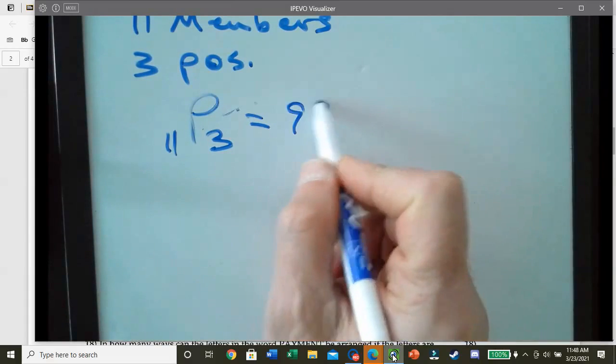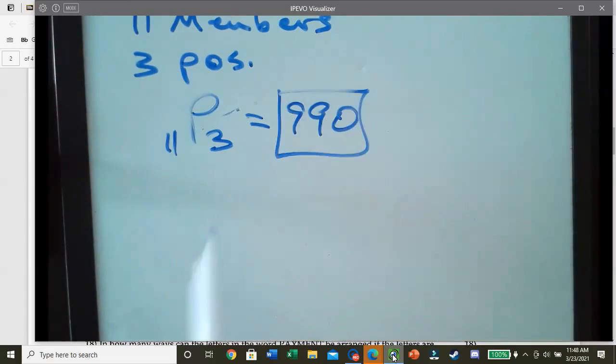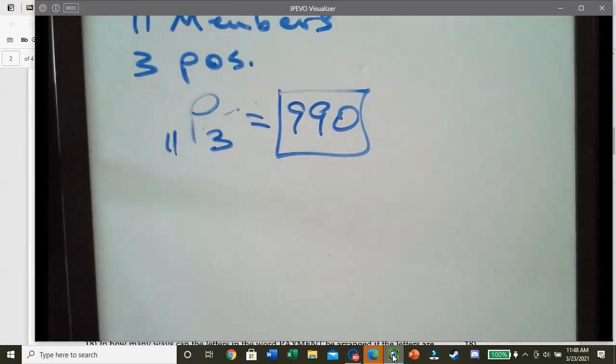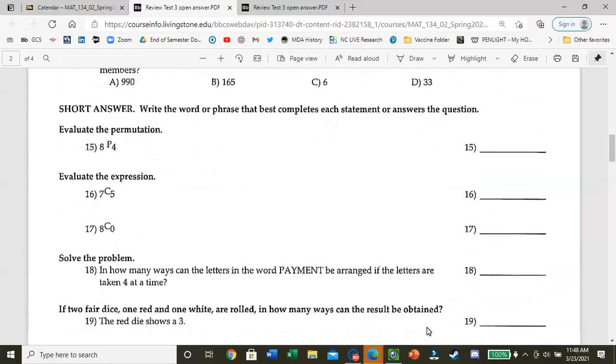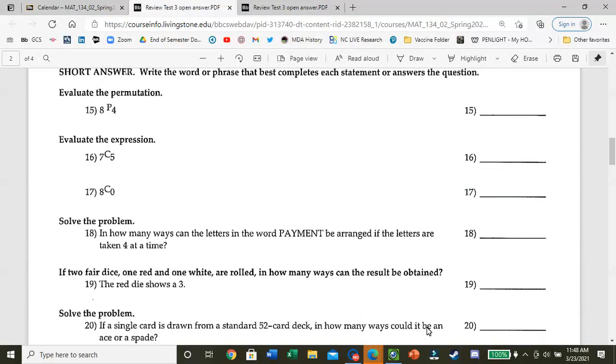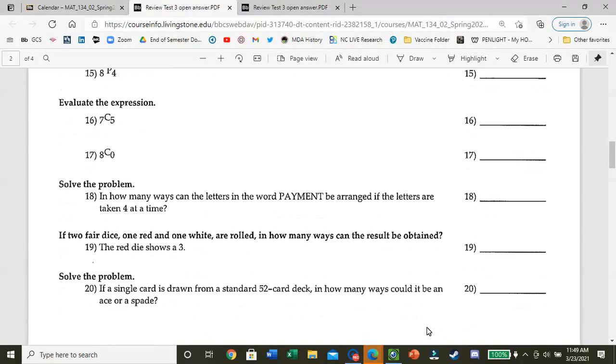Okay, and that's your answer. Okay, so it's not like the fundamental counting principle like the others, because you're working with people, right? Order matters. One person can only be in one spot at any one time. Okay. Any questions with evaluating permutations or combinations?